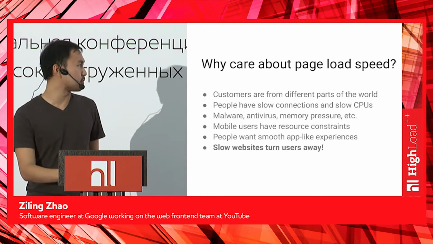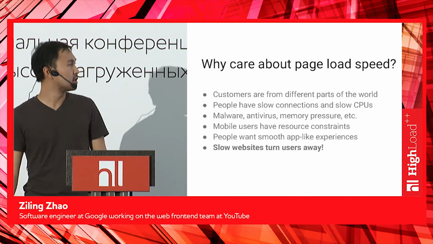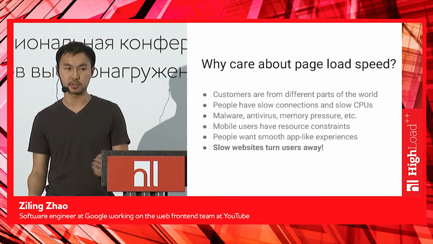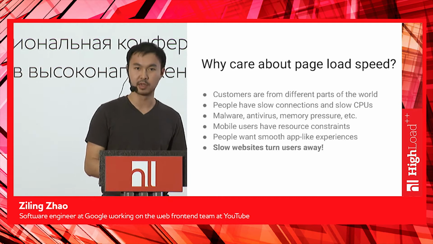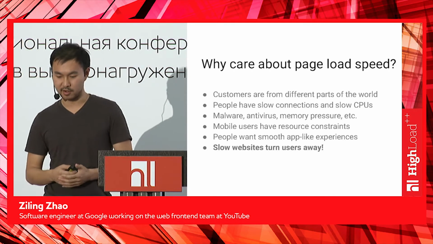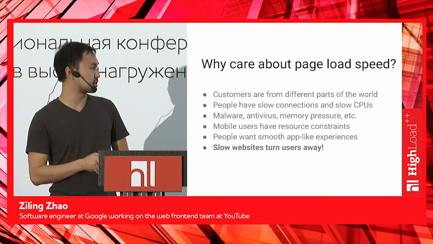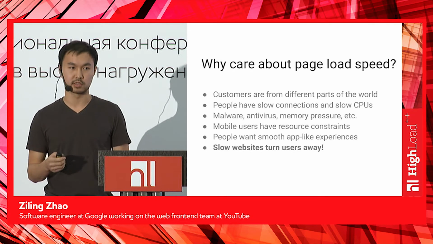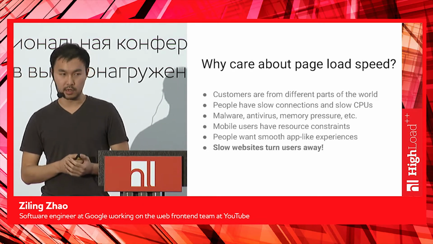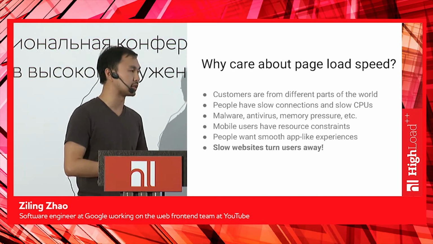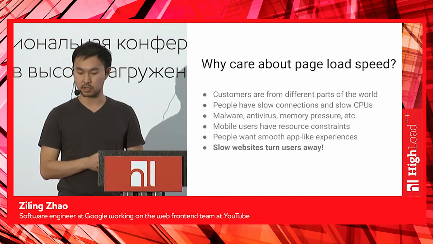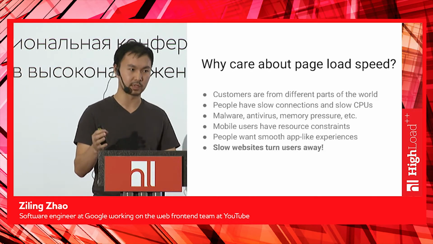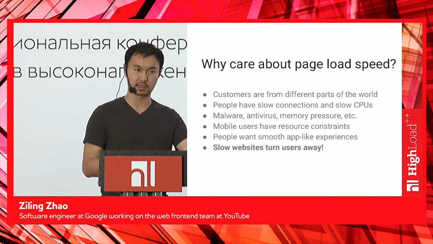So why do we care about the web? And why do we care about page load speed? Large websites typically have customers from all over the world, and they have slow connections, they have slow CPUs, they might have a few viruses, some malware, even antivirus, that slows things down as well. And then mobile users have a lot of resource constraints in terms of memory and CPU. And especially on mobile, people are now demanding native-like experiences. So people want something smooth and really just no jank. Jank meaning drops in frame rate or anything like that during animations.